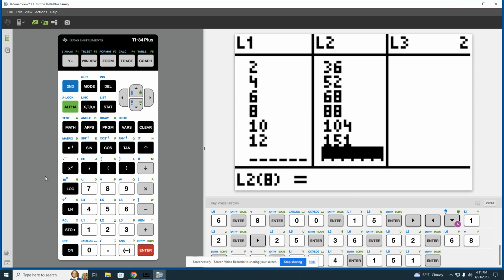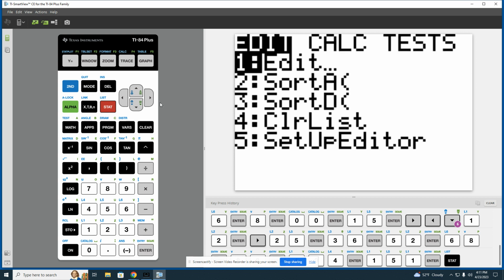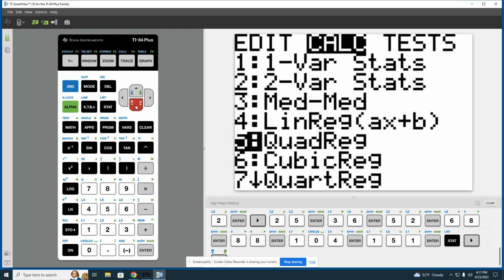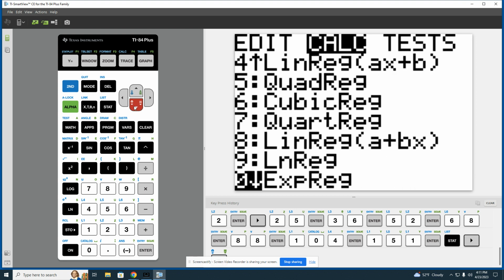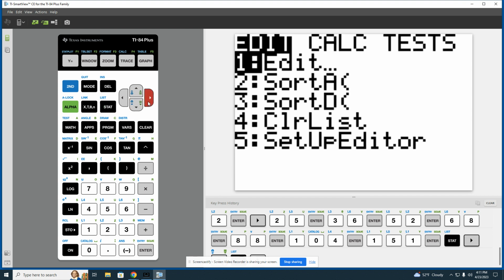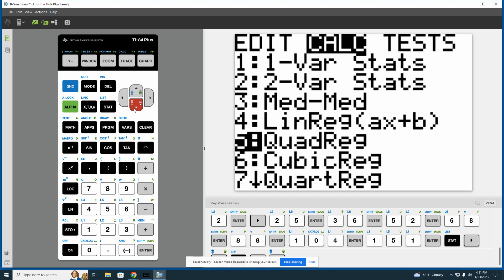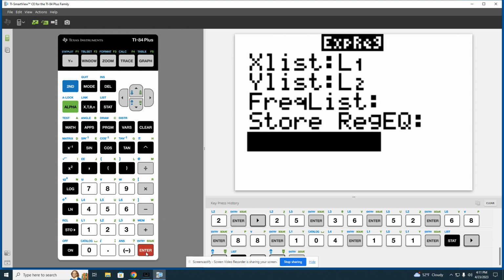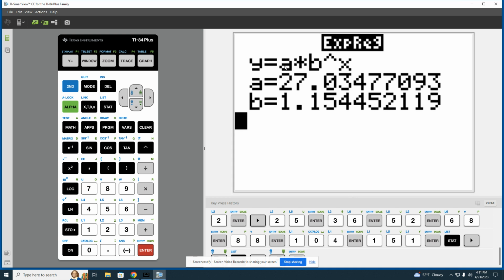So I'm going to run, if you guys recall, what we call an exponential. We go to stat, calculate. We're going to run what we call an exponential regression equation. What it'll do is it'll actually write the equation for me. So you go to stat, calculate, and then you go down here and run an ExpReg, exponential regression, and it will write your equation for you. Remember, it gives it to you. A times B to the X.